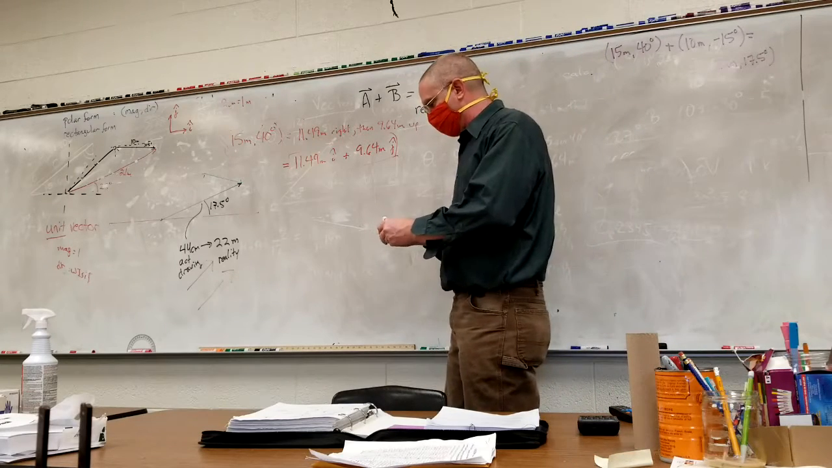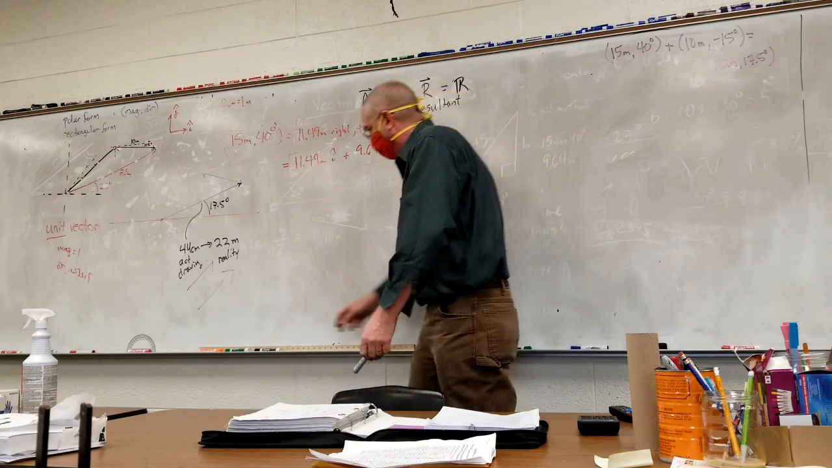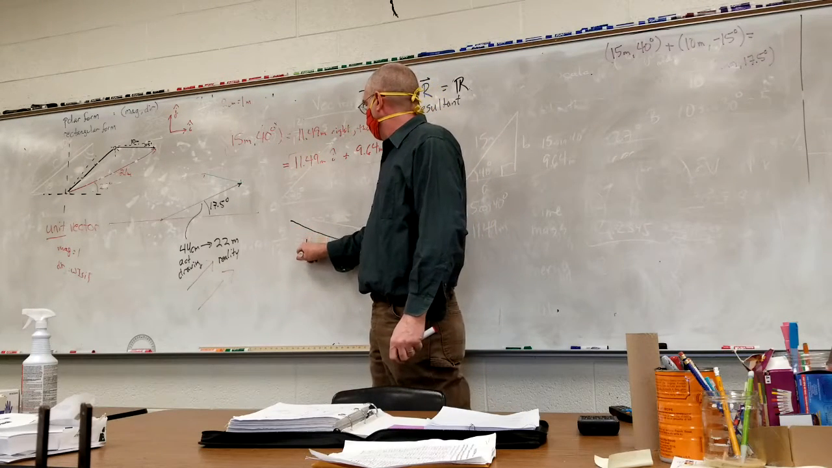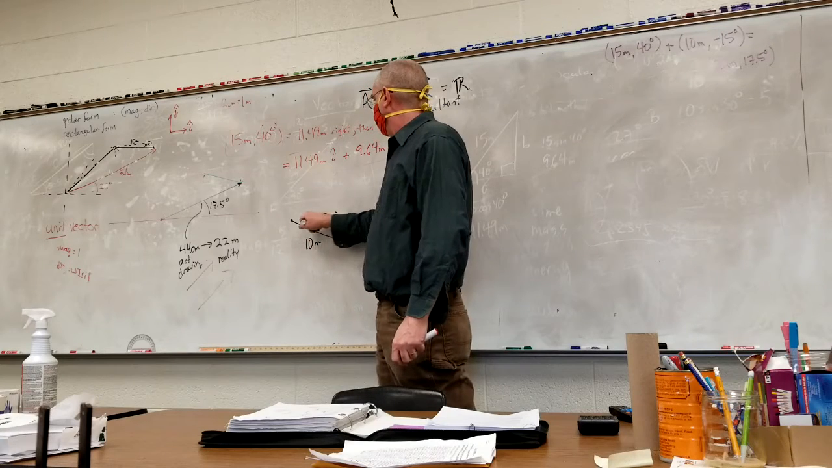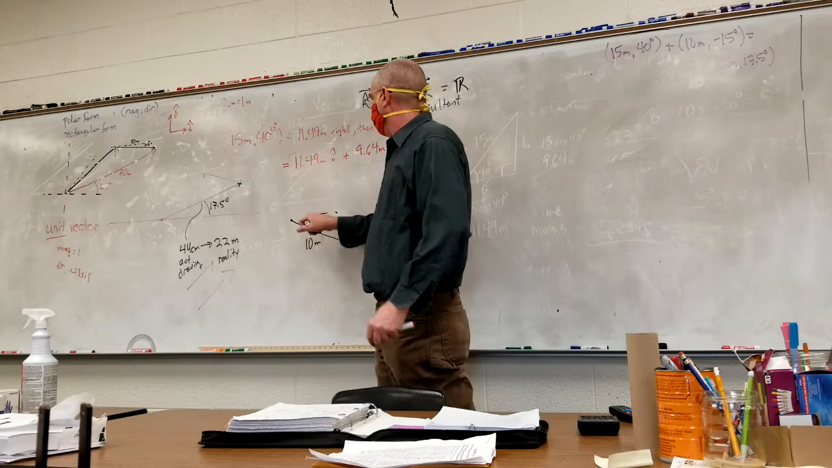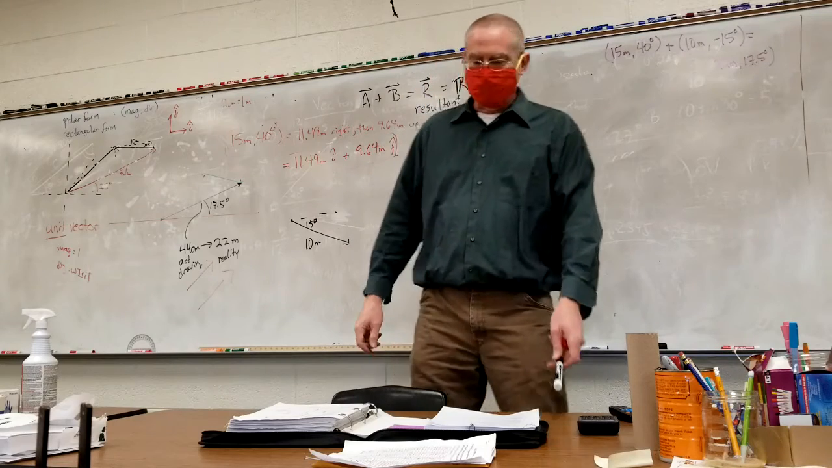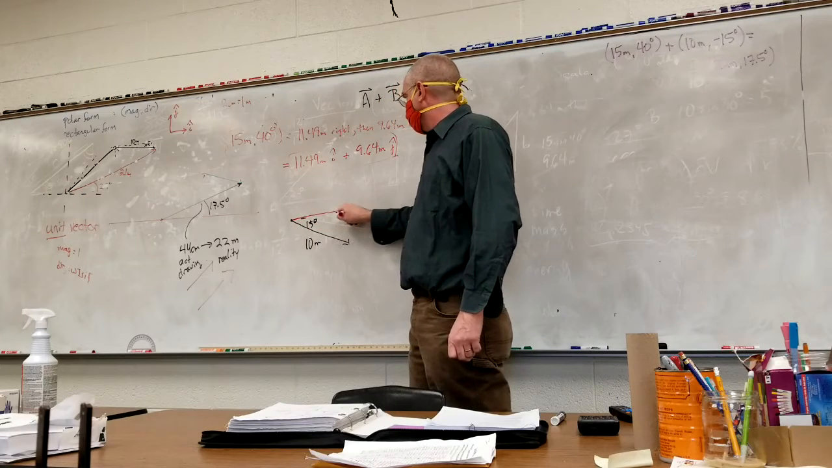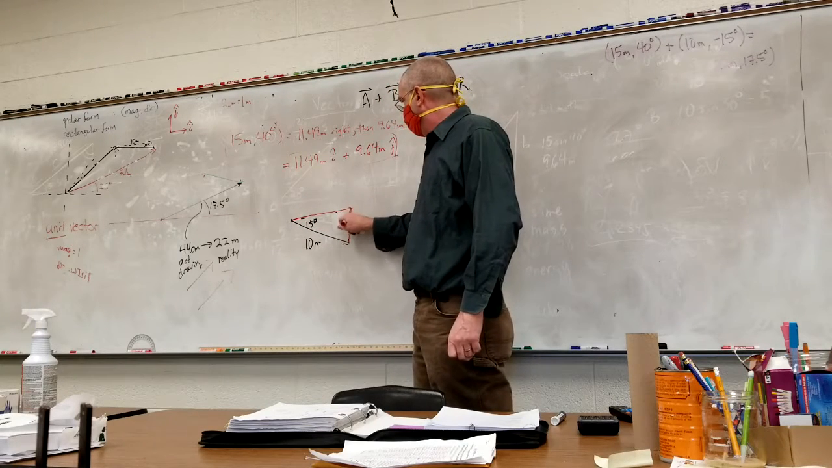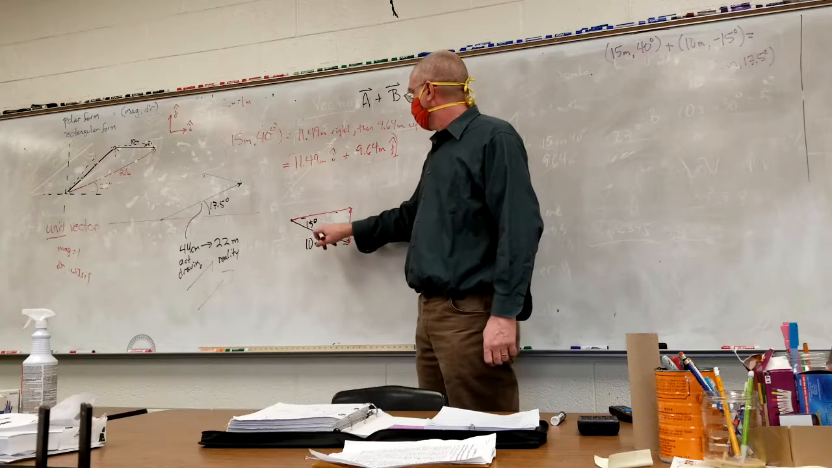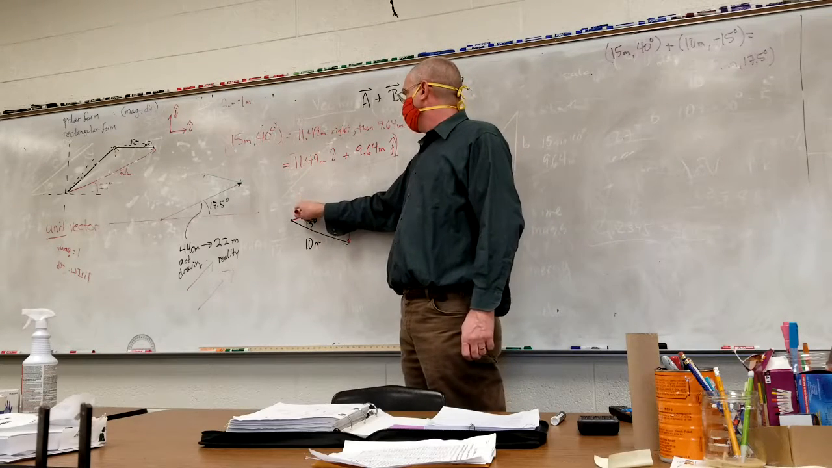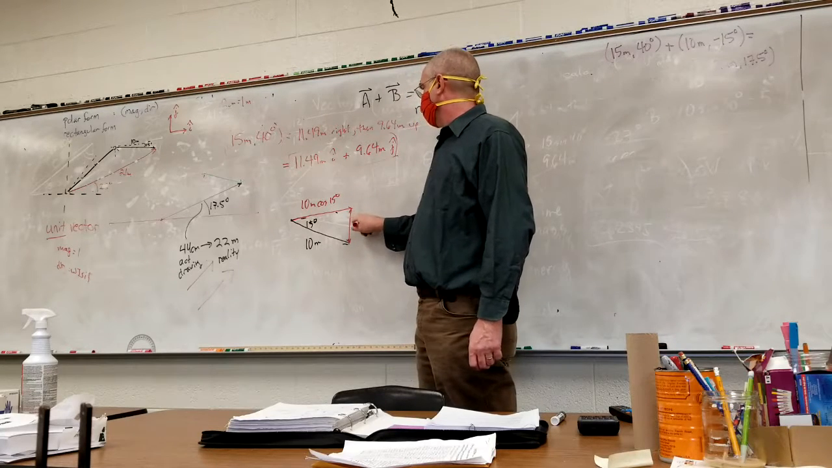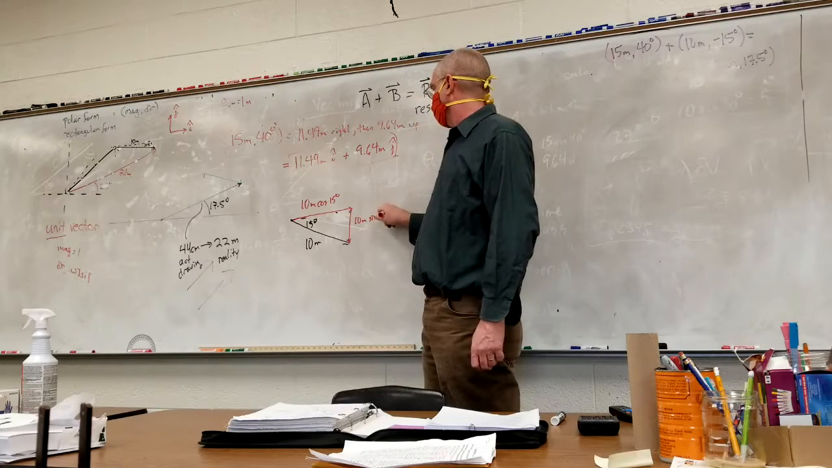All right, let's do the next one. So it was down like that. It was 10 meters, 15 degrees. Since my coordinate system is horizontal and vertical, I need to break it up into horizontal and vertical. So this will be 10 meters times the cosine of 15 degrees. This is 10 meters times the sine of 15 degrees.